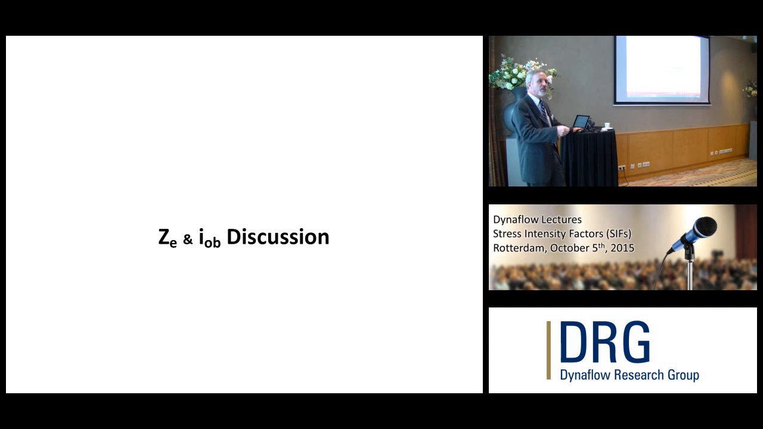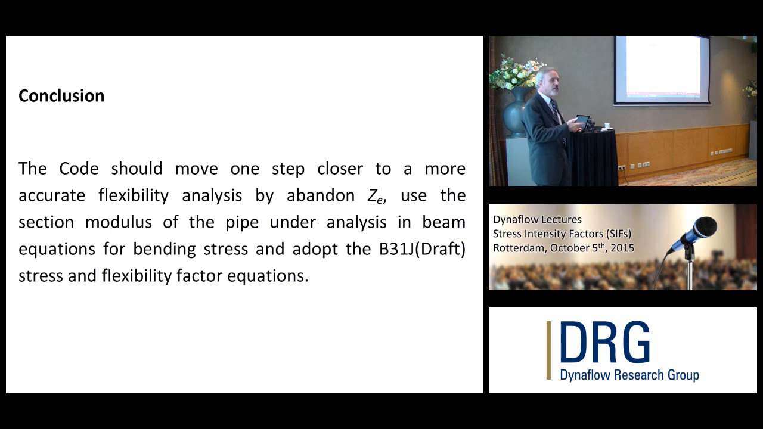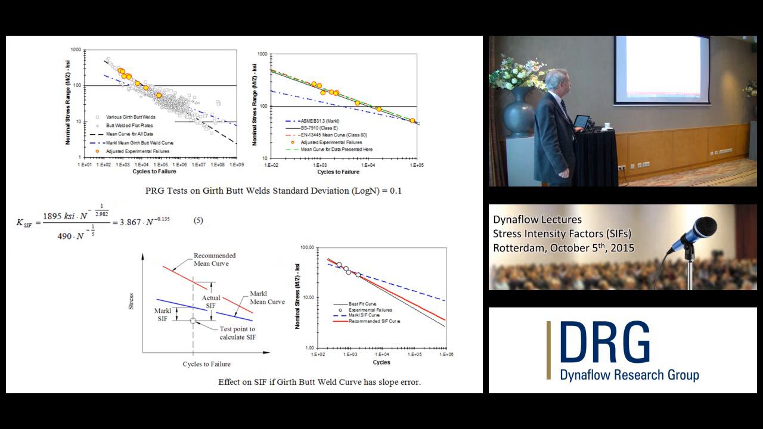All Z sub E did was include a factor T over T times the stress intensification factor. When you look at the stress intensification factors today, you'll see a T over T term in those equations. And that means do not use the effective section modulus. So what the code committee is doing now is showing where it came from, and coming up with a conclusion, which is to abandon Z sub E. Don't use the effective section modulus anymore when you implement B31J or any new SIF equations, because all the new SIF equations have the term T over T in them.